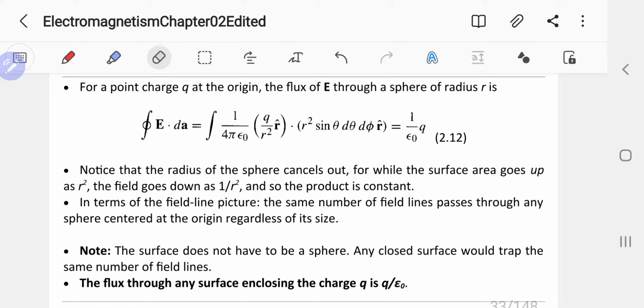The electric field given by the charge at the radius r would be 1 over 4 pi epsilon sub 0, q over r squared, in the radial direction, as you have seen in the figure. And the dA, if you review the previous lectures that we had, would be r squared sine theta d theta d phi r hat as well, because the dA is perpendicular to the surface. The surface is a sphere, so at any point the dA would always be perpendicular to that surface, so the direction would also be radial.